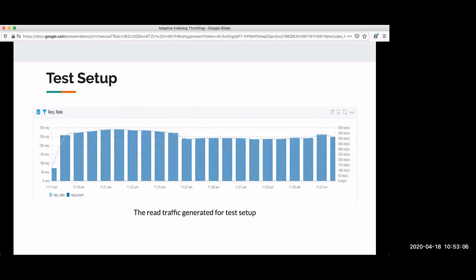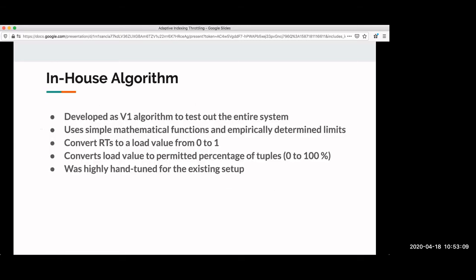So the first algorithm is the in-house algorithm. This was developed as a V1 system to test out the entire concept, if it can work or not. Does it even work? So it just uses simple mathematical functions and some empirically determined limits. So I can give you an example and explain how it works.